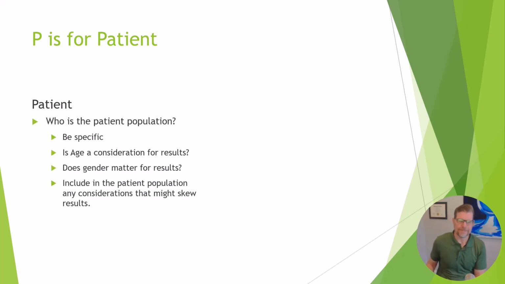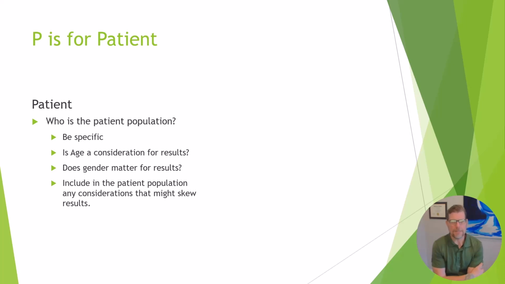First is the patient. So who is the patient population? One, we want to make sure that we're specific. We want to ask ourselves, is age a consideration for results? This is especially important in things like occupational studies, where one group of individuals may take longer to heal than others depending upon age. Does gender matter for results? In some cases, whether we're looking at men or women or other genders might actually make a difference in terms of whether or not our treatment is effective.